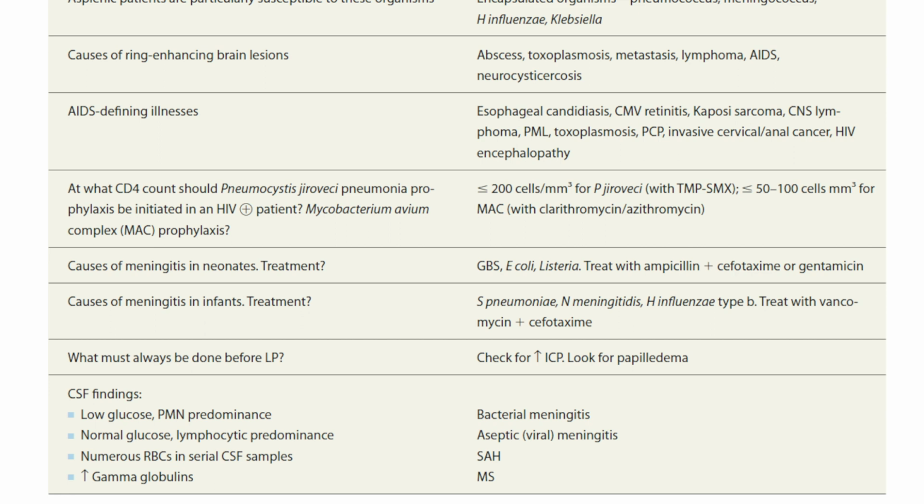If you find elevated gamma globulin, you have to think of MS, multiple sclerosis. You have to think of multiple sclerosis when you find elevated gamma globulins in the cerebrospinal fluid.